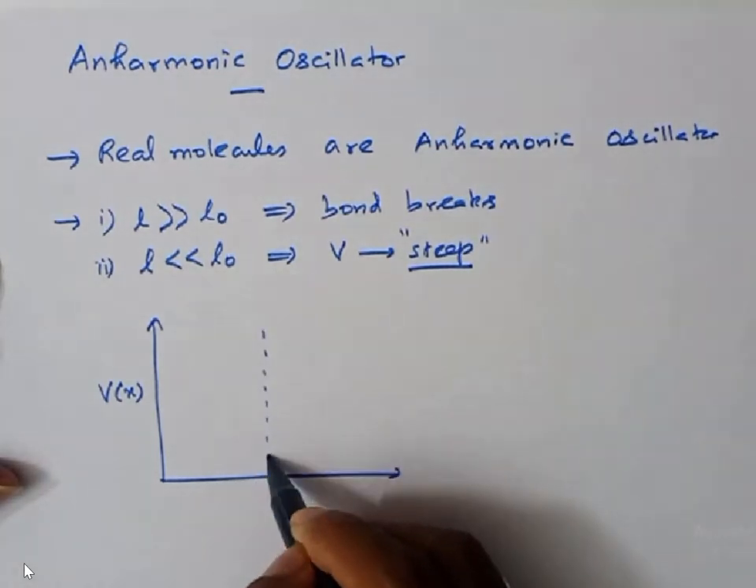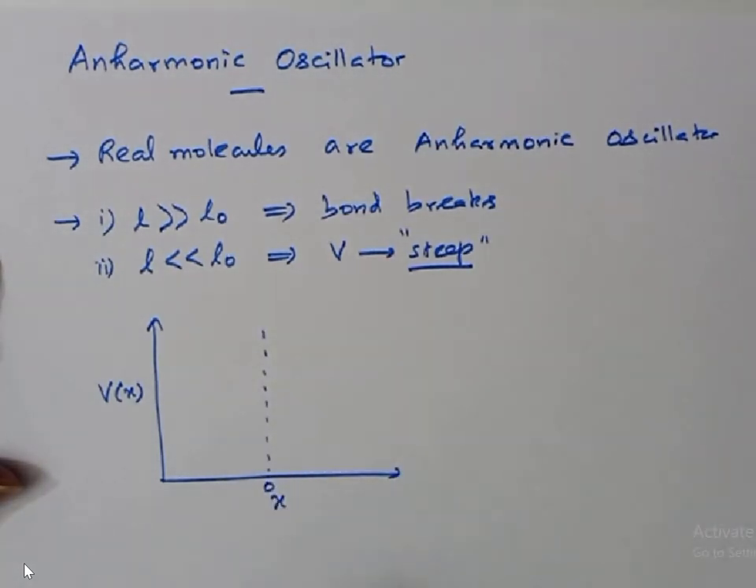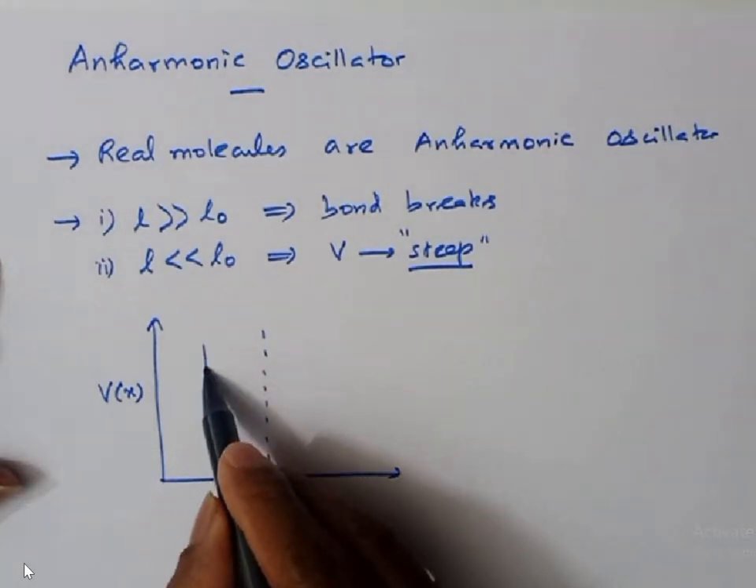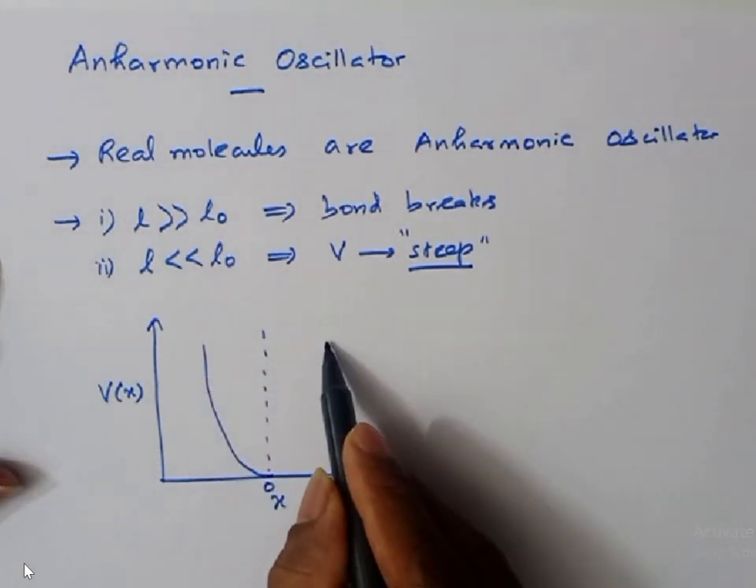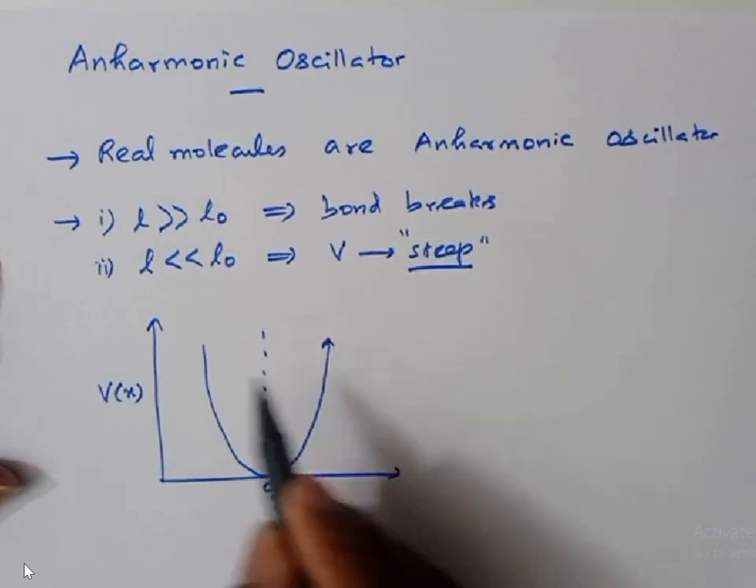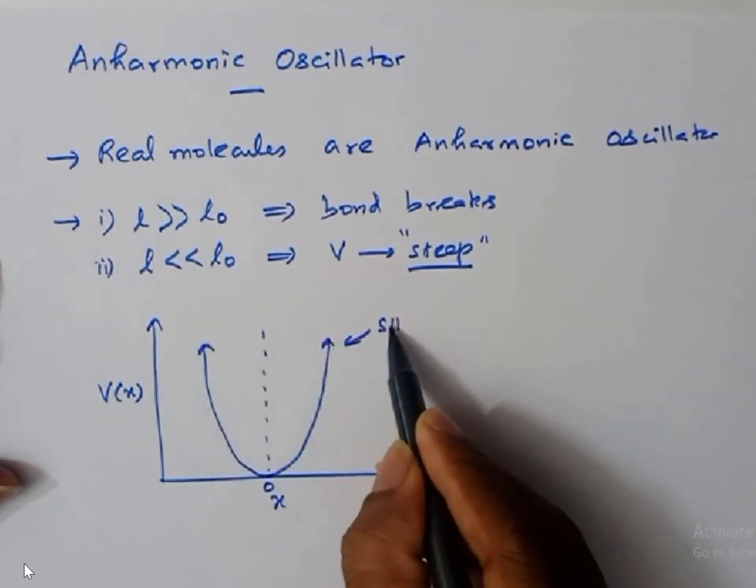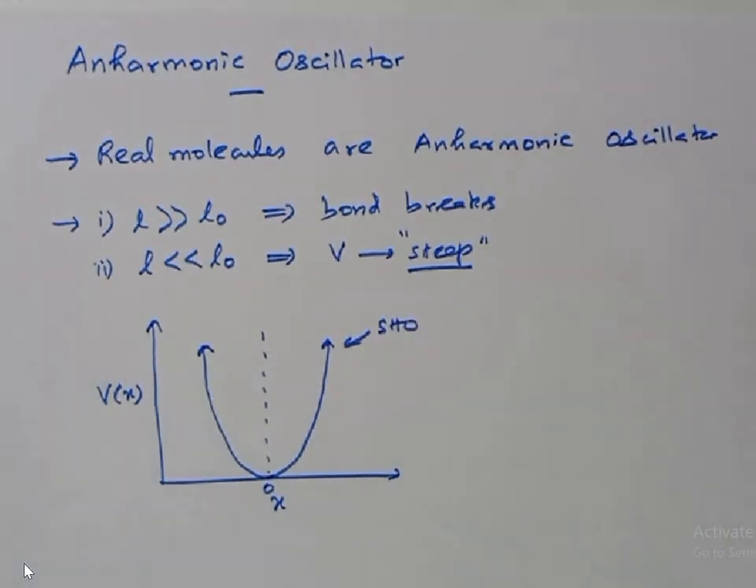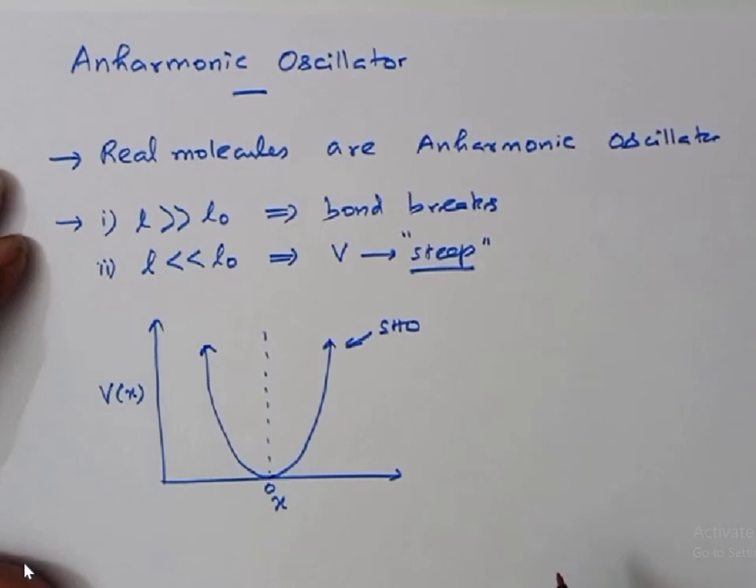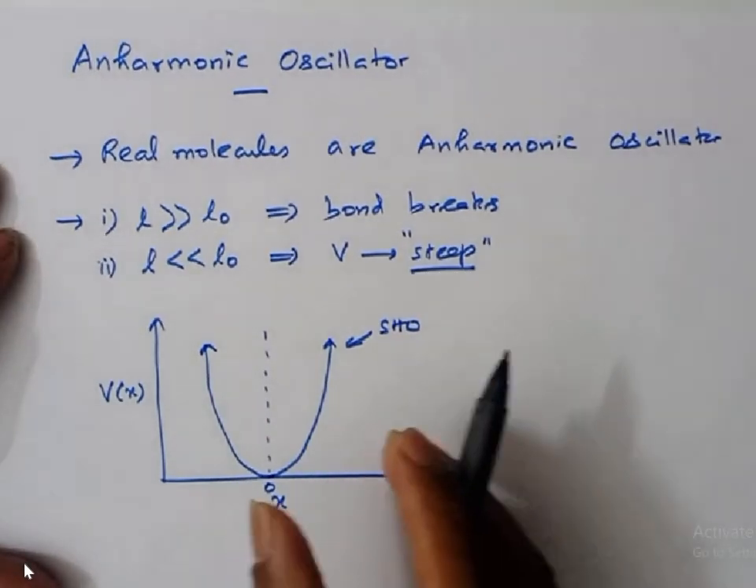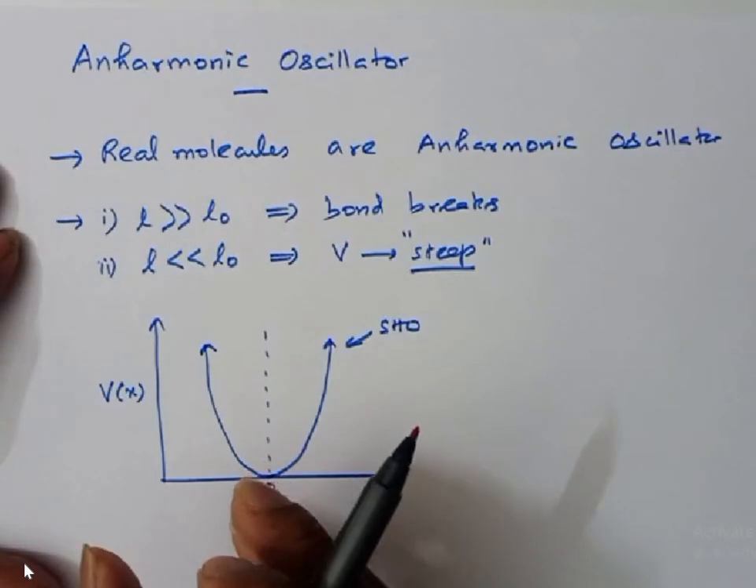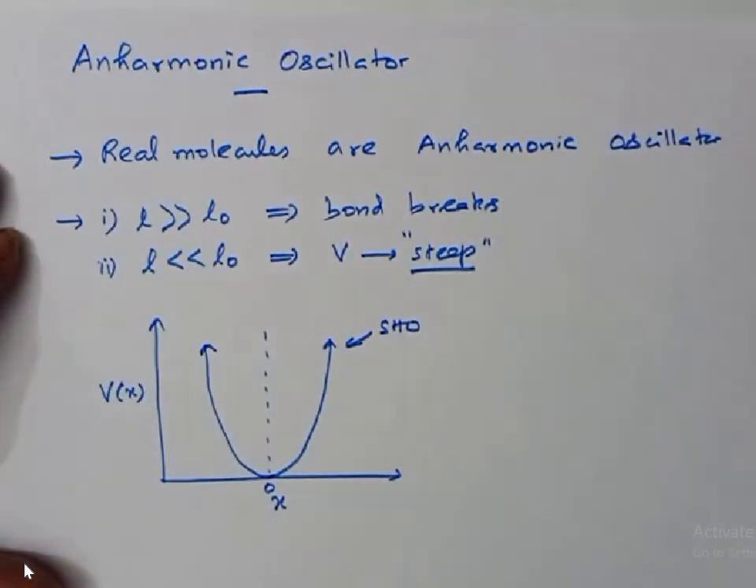Suppose this is x equal to 0, right? How will it appear? In the case of a simple harmonic oscillator, I have told you the potential energy curve appears like a parabola. This is for the simple harmonic oscillator. But real molecules do not follow this. Real molecules are not simple harmonic oscillators. Real molecules actually follow the anharmonic behavior, or anharmonic oscillation, right? So how does the potential energy curve look for an anharmonic oscillator?